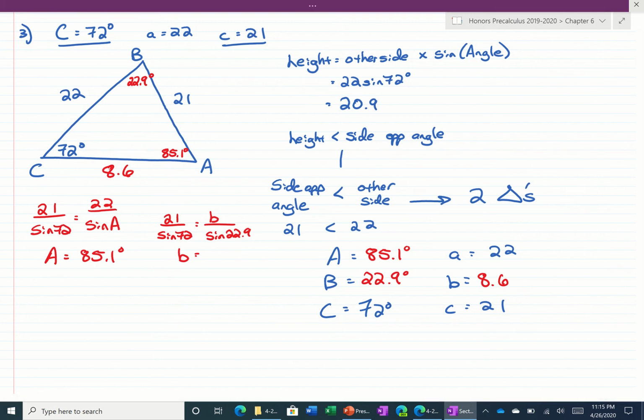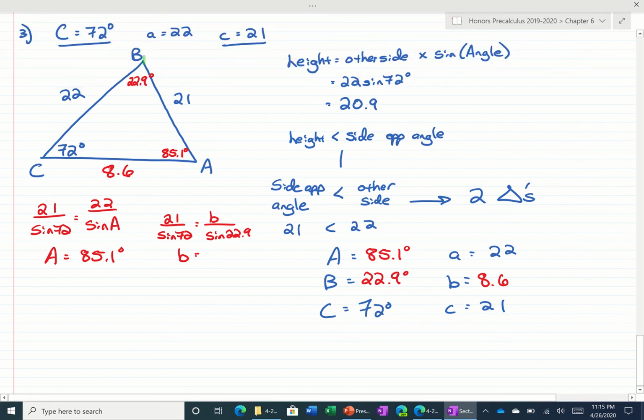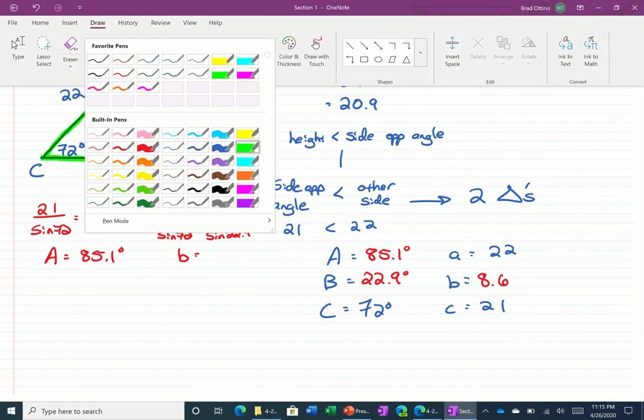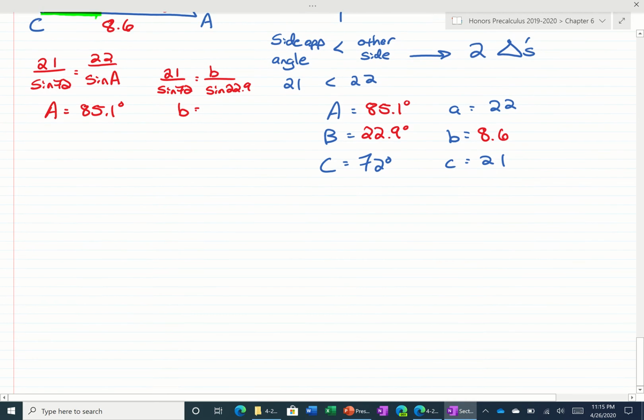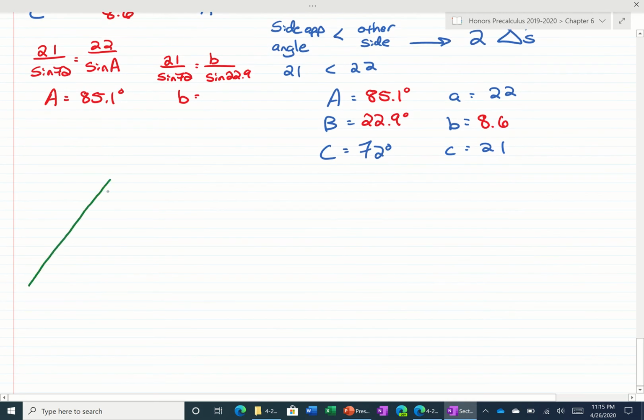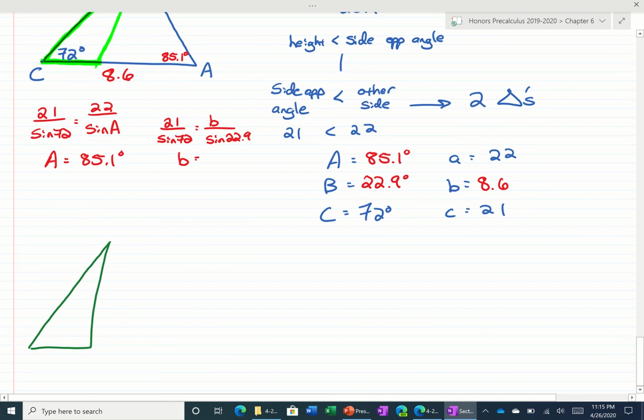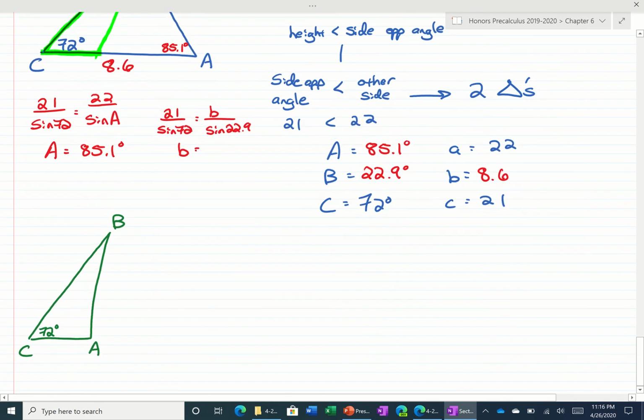The way we get the second triangle is we're going to keep this side exactly the same, this angle exactly the same, but instead of drawing 21 over there, we're going to draw the 21 right here. So our second triangle is going to look like this. Where we had C, A, B, 72 degrees, 22, and C was 21.